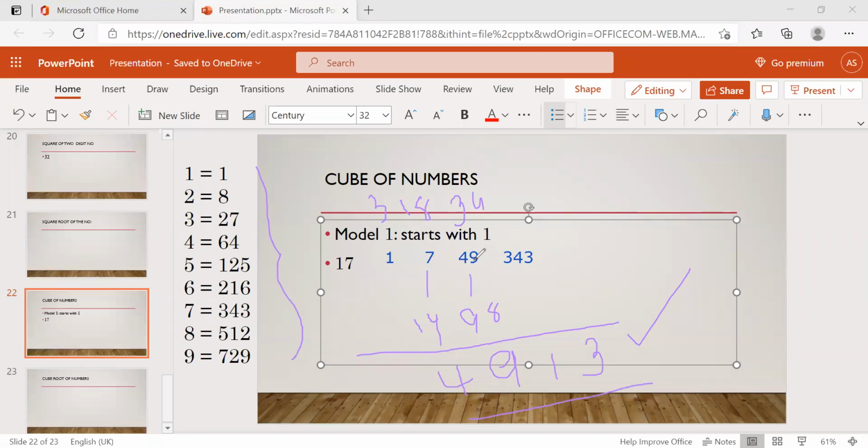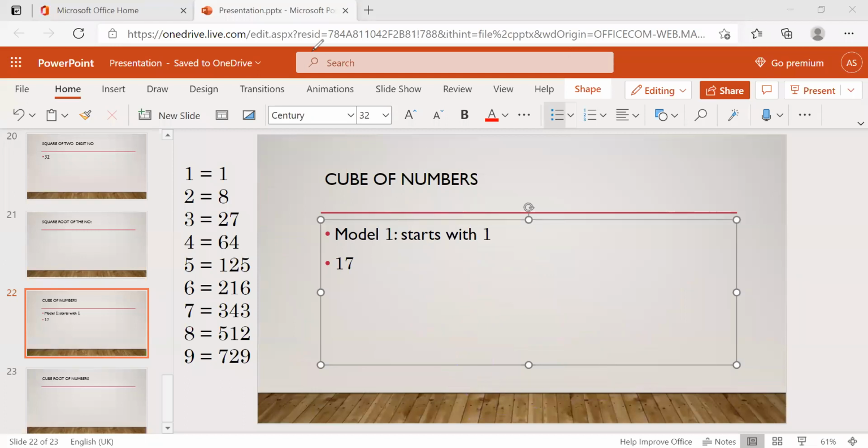Okay. Then double this number. 49 is nothing but 98 and 7 is nothing but 14. Just add. But remember, first digit only you have to take. Only one digit. The remaining is a carry. Is it clear? First model. Now we'll go for the second model.